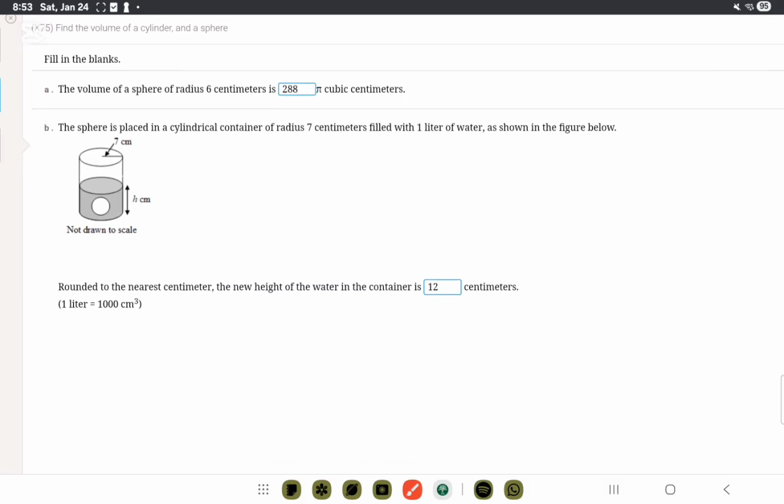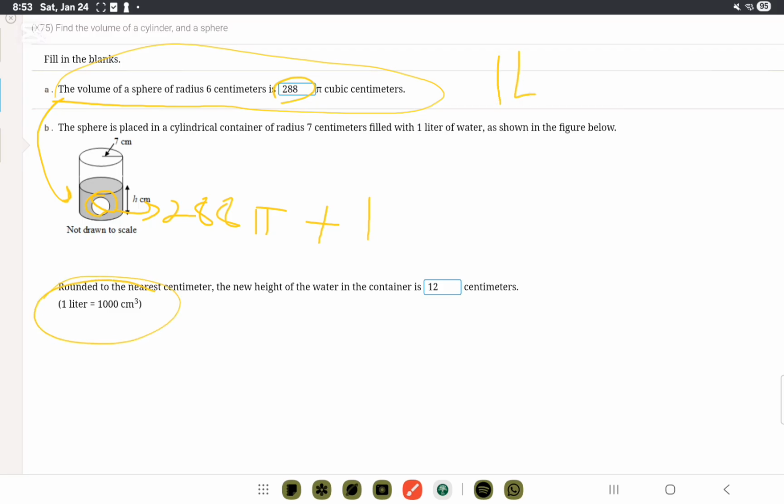Now, I did this last week, but I'm just gonna do it again. The sphere they're talking about is the same one, but we submerged it in water. So this is the sphere, by the way, and its volume is 288 pi. Now we are going to add 1 liter of water. 1 liter is equal to 1000 centimeter cubed. All of our units are expressed in centimeters, so we're just going to use 1000 centimeter cubed. That's what you need to do to find the whole thing.